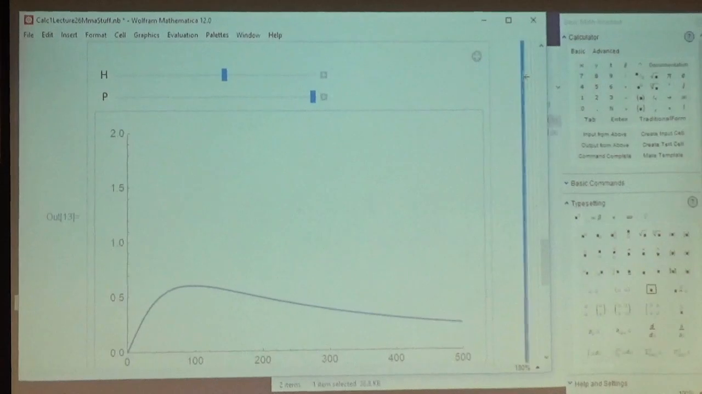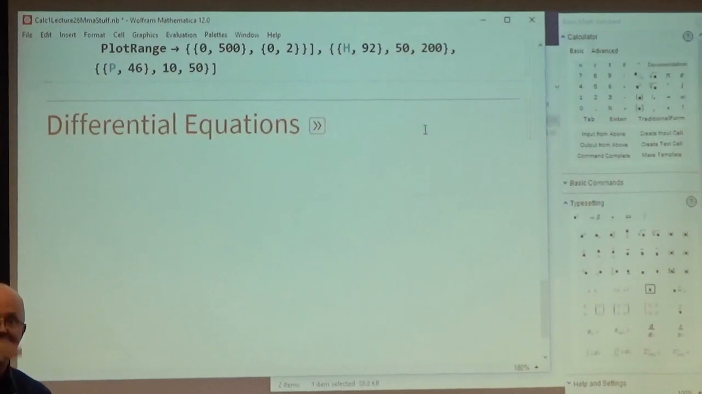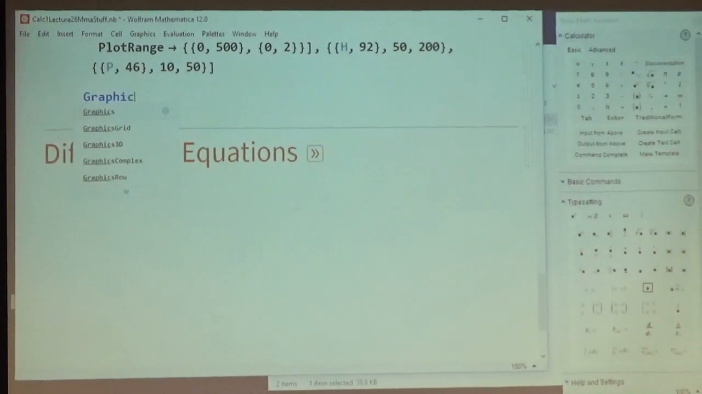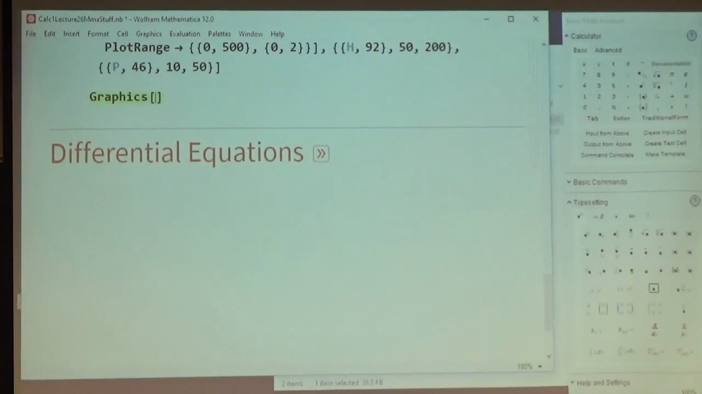Now let's also spend a few minutes trying to make some other kind of animation where maybe we can play with the values of h and p and see visually how the statue and the angle changes. Remember last time I showed you about graphics and graphics 3D. We made an interactive cylinder.